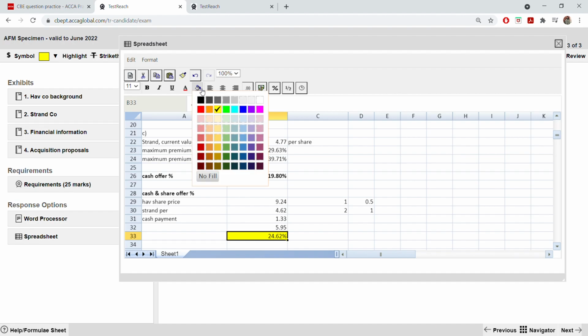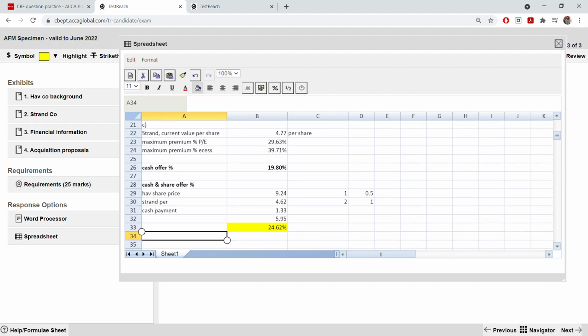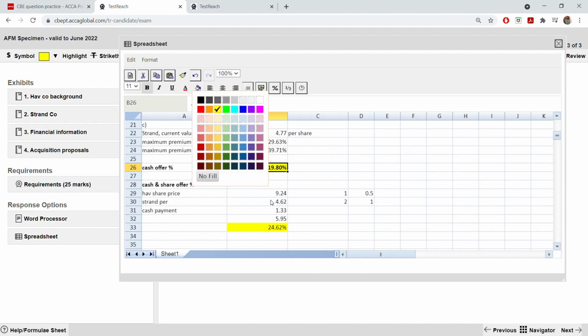Now we are left with the third offer, the last offer. So if you compare the two, which one is giving you the greater return? Cash and share offer, right?